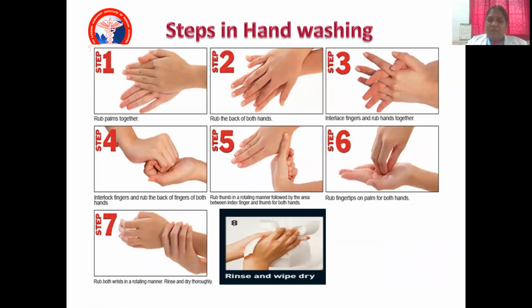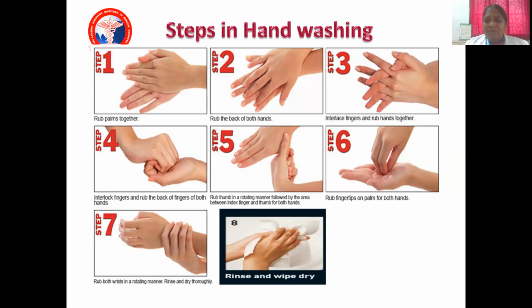First, you should wet your hands, get some liquid soap, rub your palms together, then rub the back of both hands. The third step is interlace your fingers and rub hands together so that your web spaces are clean, right? And then the fourth step, interlock your fingers and rub the back of fingers of both hands, which cleans your tips of the fingers and back of the nails. And then rub the thumb in a rotatory manner, followed by the area between index finger and the thumb for both hands. So this cleans your thumb.